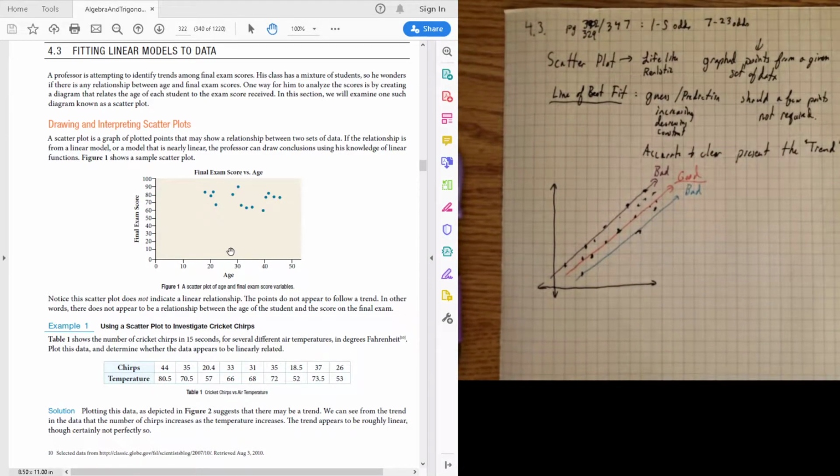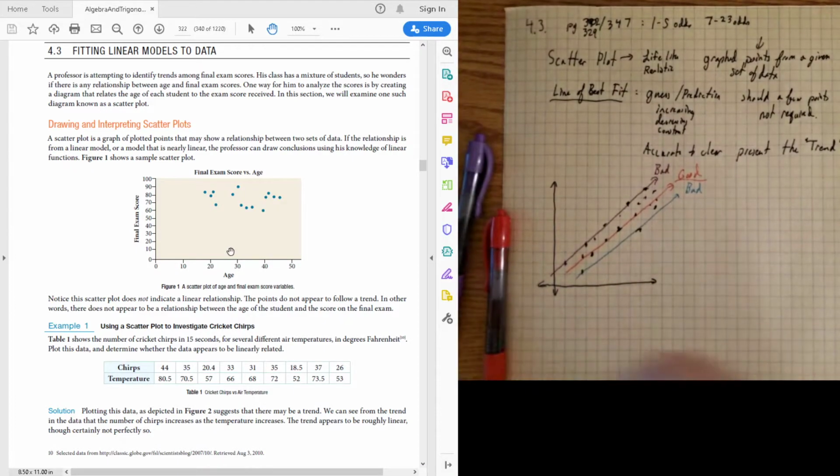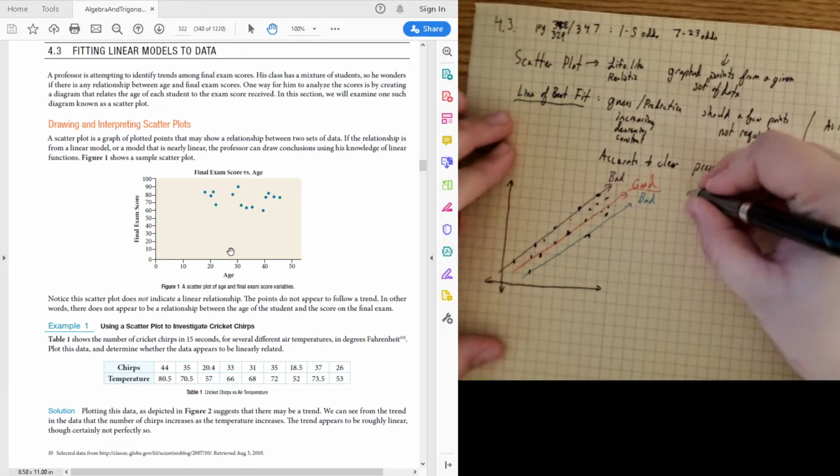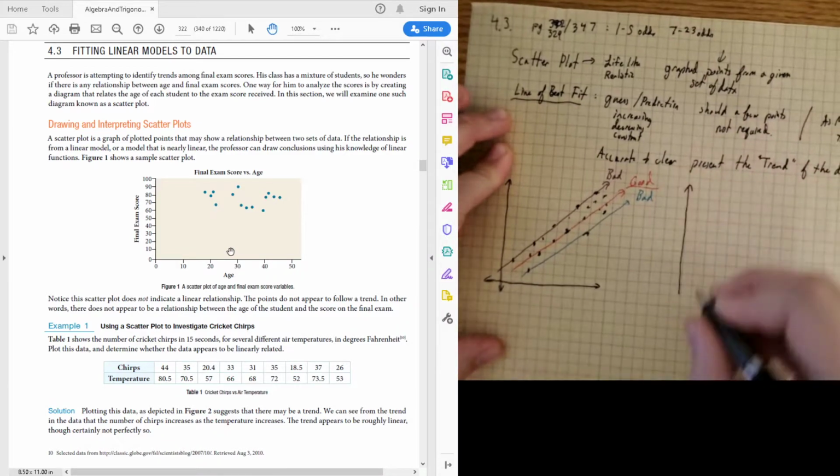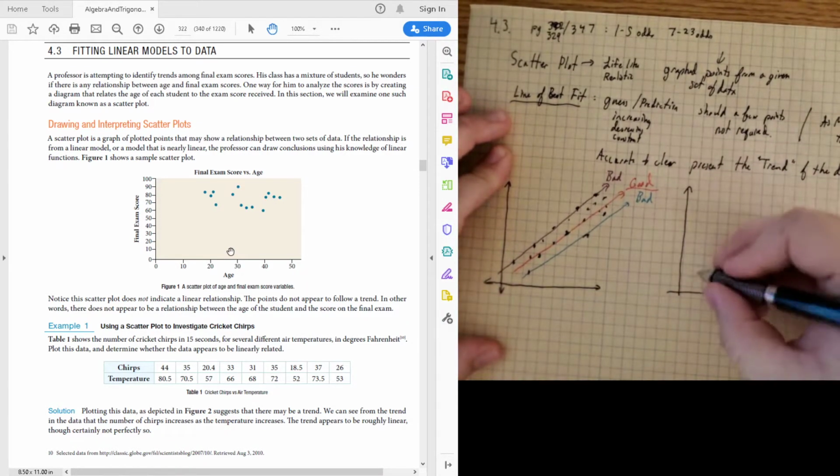Now, anytime you talk about a line of best fit, you want to make sure to get down to just one. So that's great to showcase the good and the bad. Let's do a similar process for this one.